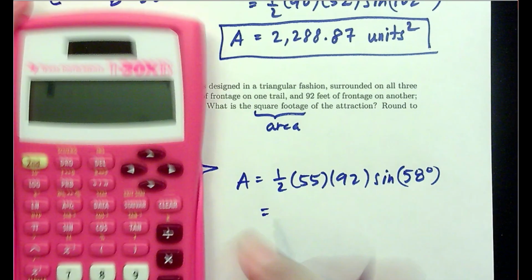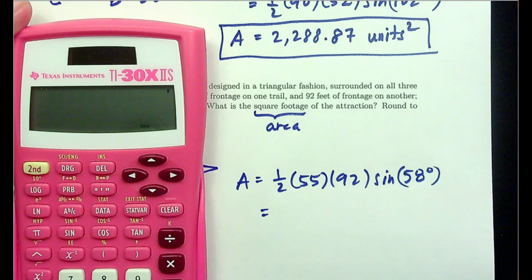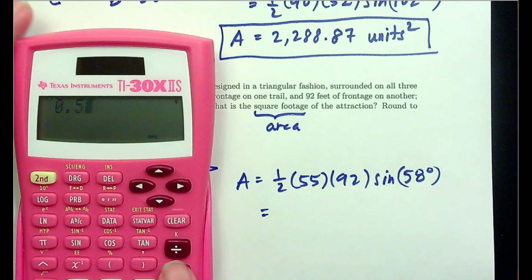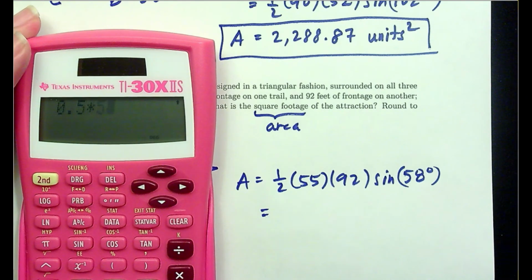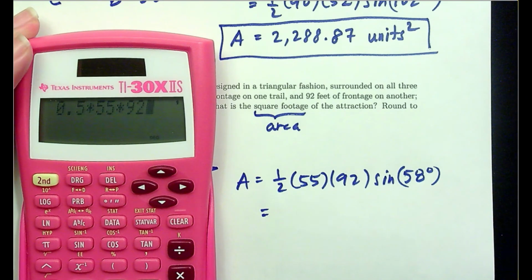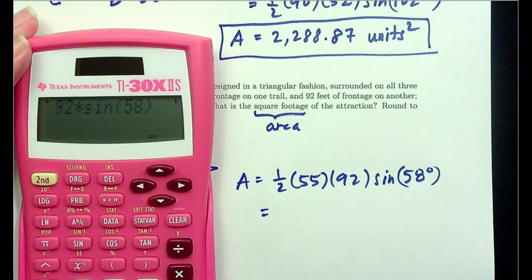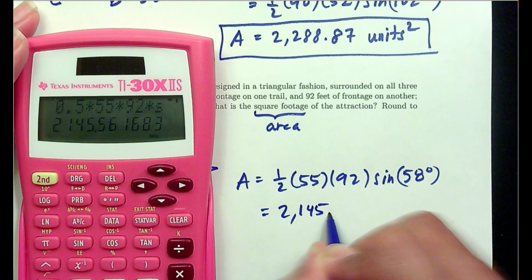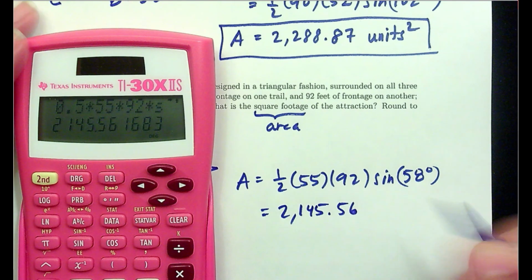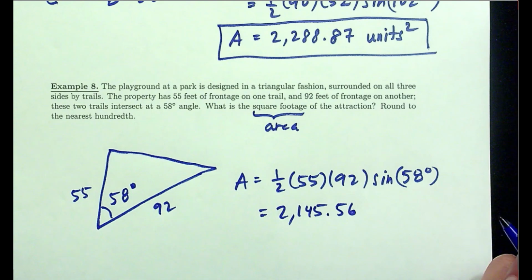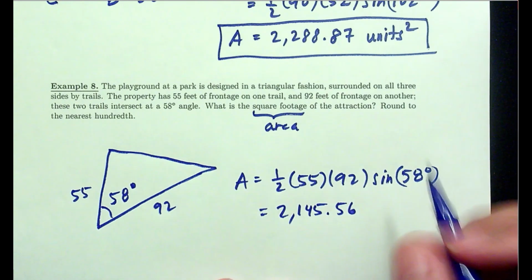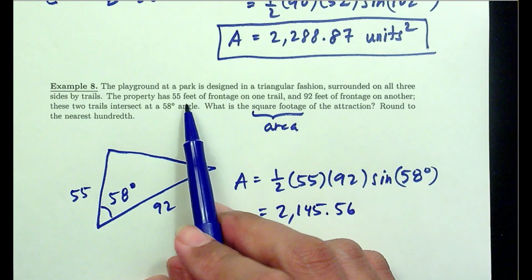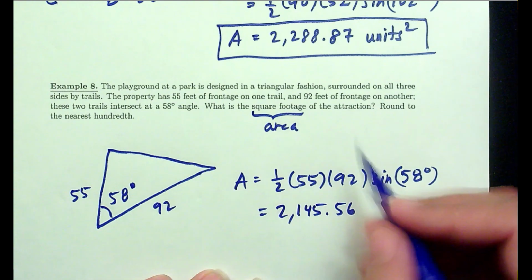So let's see. You can write 0.5 because 1/2 is 0.5. 0.5 times 55 times 92 times sine of 58. And this is 2,145.56. It says round to the nearest hundredth, and now we have the units in this example. The units are feet, so this is square feet.